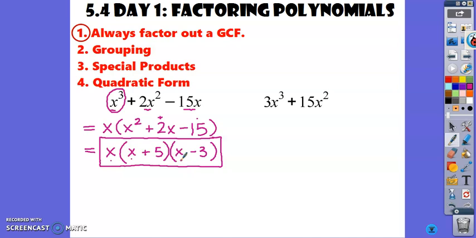So the moral of the story is you should always check to see if there's something you can factor out of both terms. In this case, a 3x squared, leaving me with a single x and a 5. And this time that can't be factored any further, the x plus 5. So that would be my answer. That is the factored form for that polynomial.